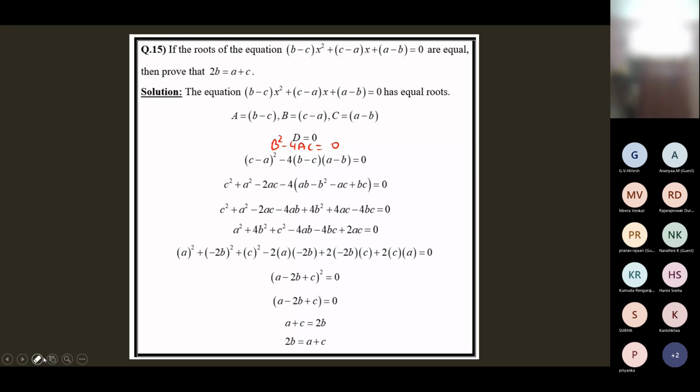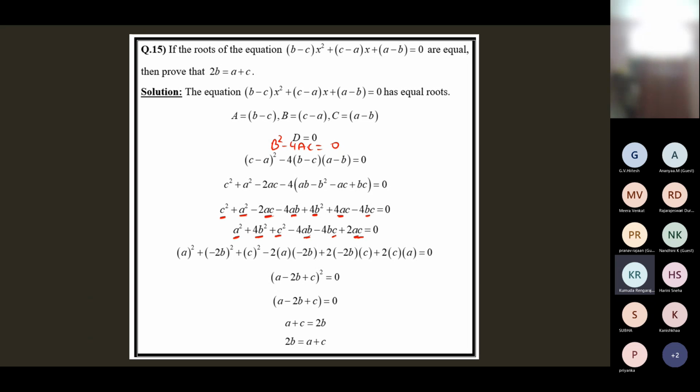Okay. So basically the next step is arranging the terms. So see here, I've written A square first, then plus 4B square and then the C square. I've written the perfect squares first. And then this AB term, then the BC term, and then the AC term is equal to zero. A square plus 4B square plus C square, and then the AB, BC and CA terms: minus 4AB, minus 4BC. And then there are two AC terms. So on simplifying, plus 4AC minus 2AC is plus 2AC is equal to zero.